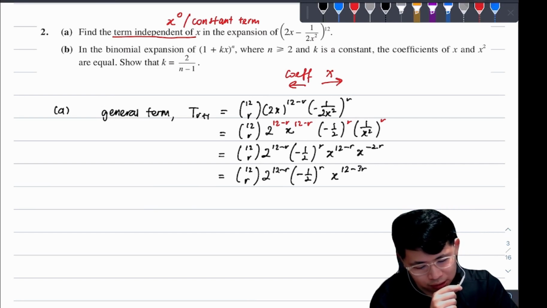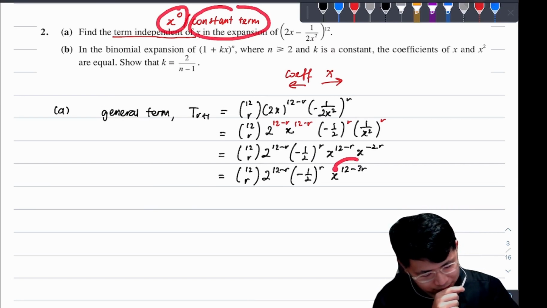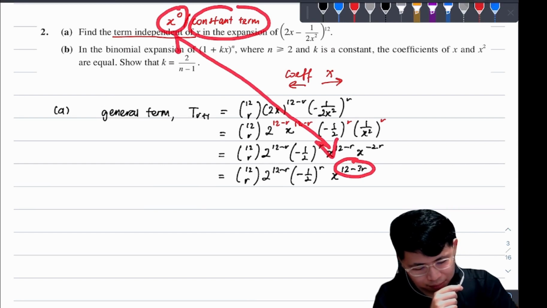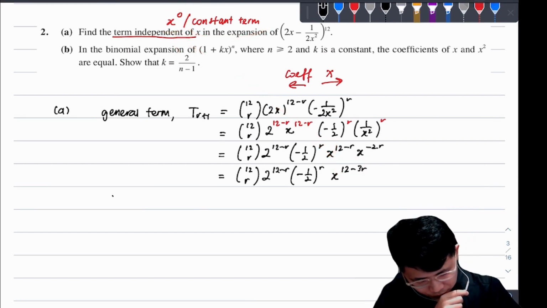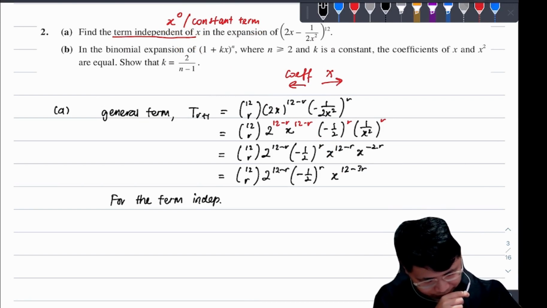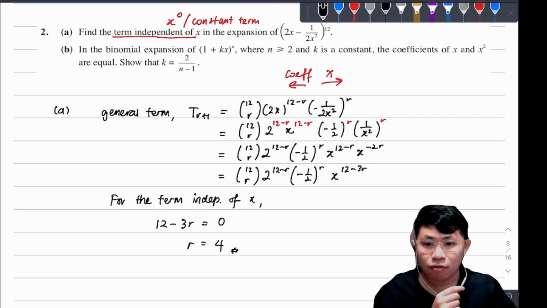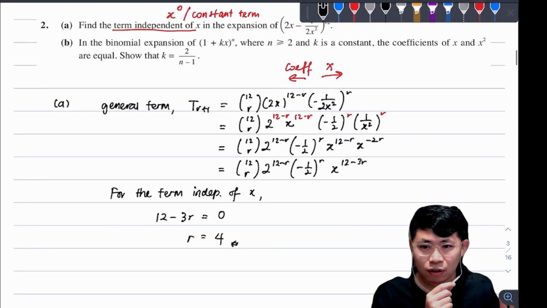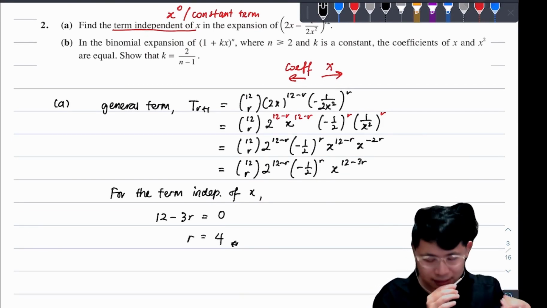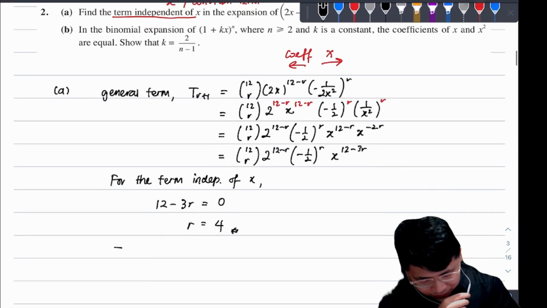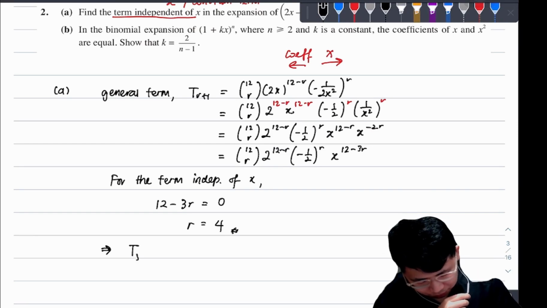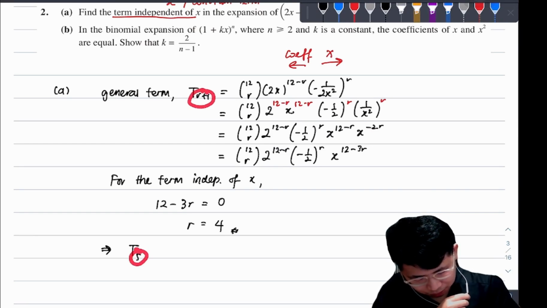Now, for us to get a constant term, or the x to the 0 term, observe that the power over here must be 0. So for the term independent of x, the power 12 minus 3r is going to be equal to 0. Solving for r, r equals 4. We are not asking for the fourth term or the fifth term, we are asking for the term itself. So we need to sub back in to find the term. The term is actually term 4 plus 1, r plus 1, so this is term 5.